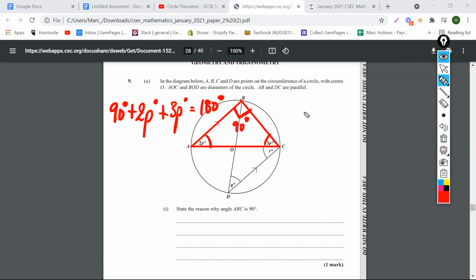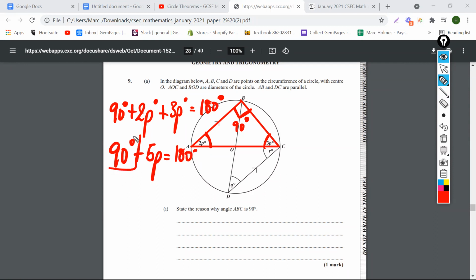Make sense, guys? It's very similar to what we just did a while ago. The only difference is that they have here as 3p and here as 2p. So it's not an isosceles triangle, but it's still a triangle. So if we need to find the 2p, we need to find what p is first. So 2p plus 3p will give us 5p. So 90 degrees plus 5p would be equal to 180, right?